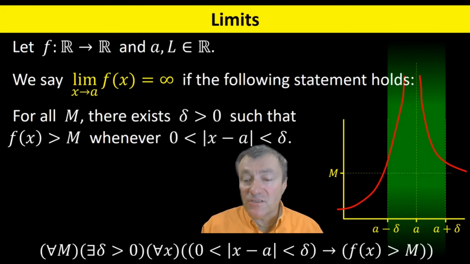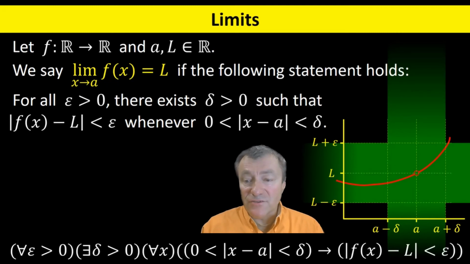You can make the function as large as you want just by forcing x to be sufficiently close to a but not equal to a. How close? That depends on how big you want the function to be. If you want the function to be bigger than 100, there's some small interval around a, not including a itself, such that the function there will be bigger than 100. If you want the function to be bigger than 1,000,000, then there is some small interval, probably smaller, around a, and again not including a itself, where the function values are bigger than 1,000,000, and so on.